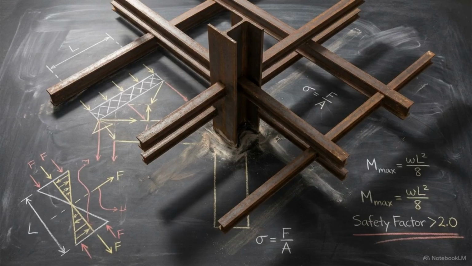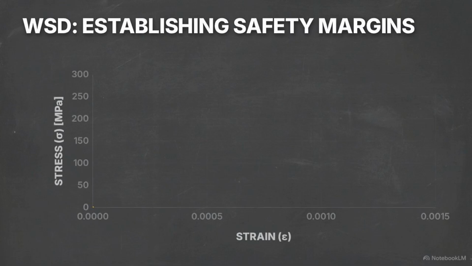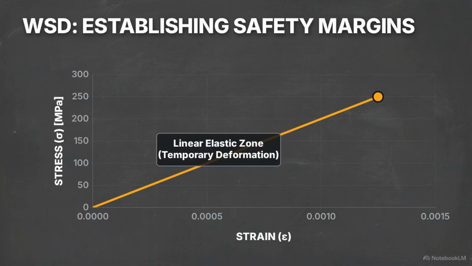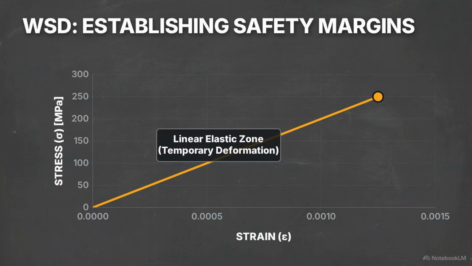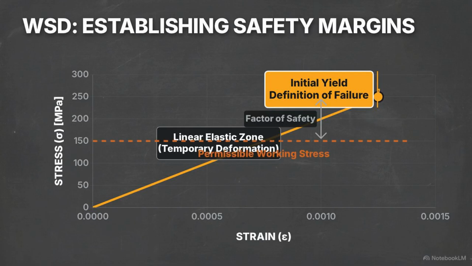across the structure. This is the idealized stress-strain curve for mild steel, the foundational tool for all structural modeling. This initial slope is the linear elastic zone. Here, deformation is temporary. Remove the load, and it returns to shape. Working stress design philosophy treats this exact point, the initial yield, as the definition of failure. We divide that yield stress by a factor of safety, creating a permissible working stress well below the yielding point.